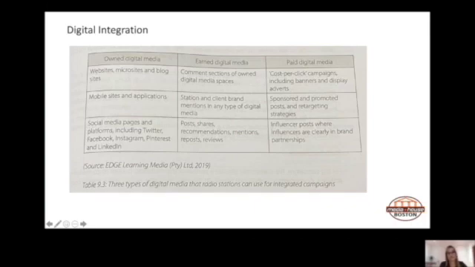The earned media that they get is comment sections of owned digital media spaces. So anything that you comment on their personal Facebook pages, Twitter pages, Instagram, etc. The station and client brand mentions in any type of digital media, and then posts or shares, recommendations, mentions, reposts, reviews, that kind of stuff.